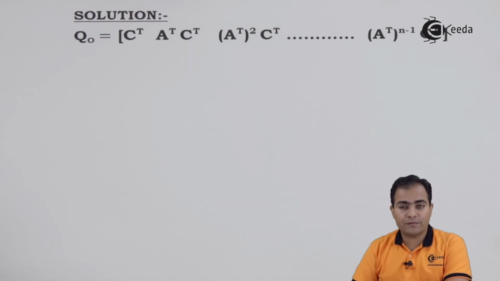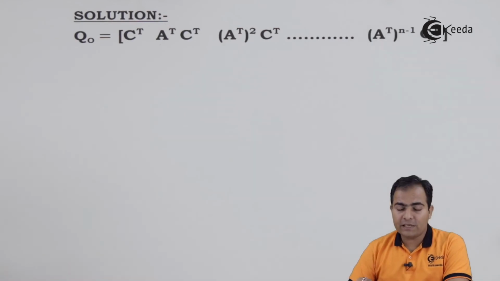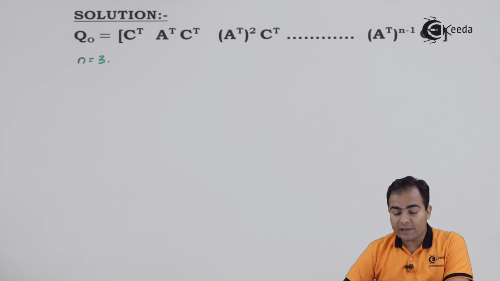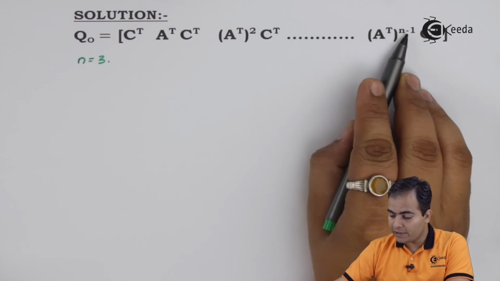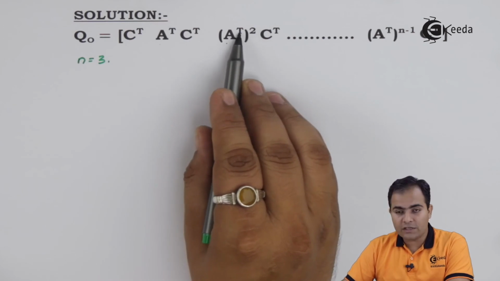But how many columns will there be to check the observability of the system? So we will substitute my n value. Basically my n value is nothing but the number of state variables present in the question, or else you can say the number of rows and columns present in the question. Now in this question my state variables are 3, as well as the rows and columns in the A matrix are 3. So I can say that my n value is 3. And if my n value is 3, then n is replaced by 3. So 3 minus 1 is 2. So you have to find out the columns up to A transpose squared C transpose.